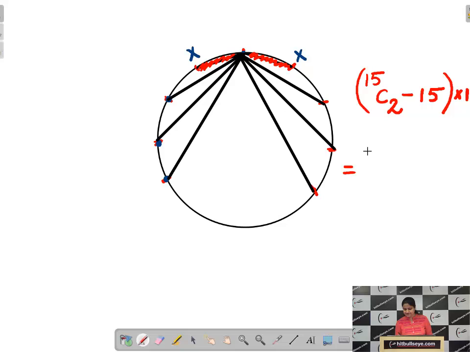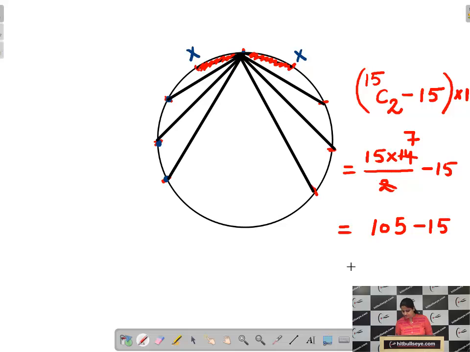That's why what is the answer? It will be 15 into 14 divided by 2 minus 15. It will be 105 minus 15, which comes out to be 90. It means this chorus will be of 90 minutes, and this is the answer in this case.